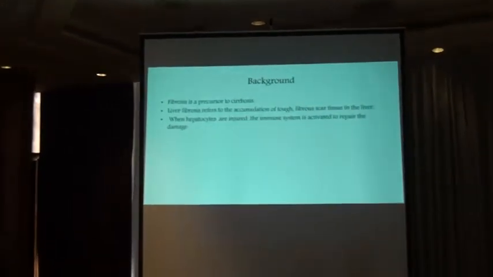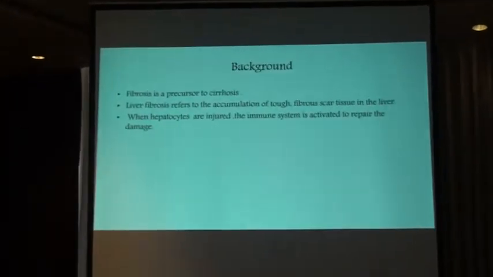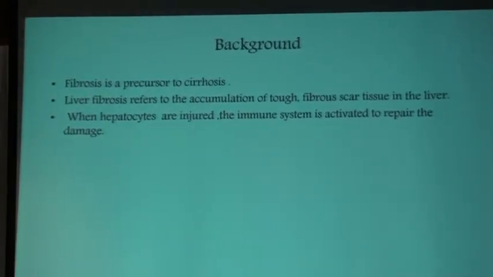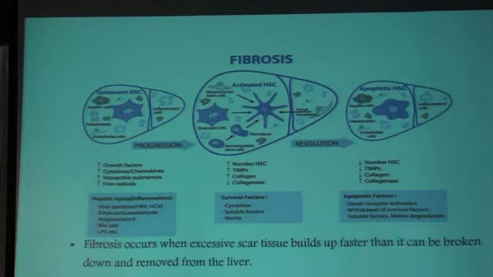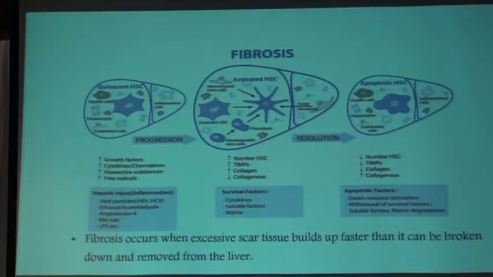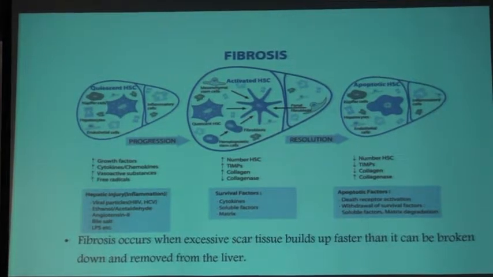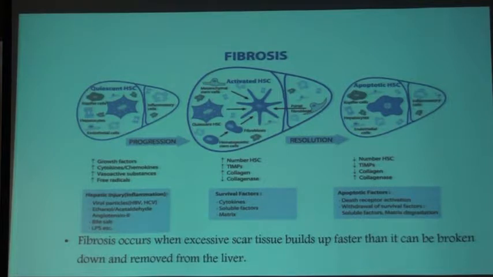For the cirrhosis, actually, fibrosis is the precursor of cirrhosis. Liver fibrosis refers to the accumulation of tough fibrous scar tissue in the liver. When the hepatocytes are injured, the immune system is activated to repair the damage. And here's the pathogenesis of liver fibrosis, the activation of hepatic stellate cells by whatever injurious agent, and this will proceed to the accumulation of fibrous tissue very shortly, and there should be a balance between the activation, deposition of the fibrous tissue and the degradation of the fibrous tissue. When the deposition is higher than degradation, the fibrosis and cirrhosis will be established.